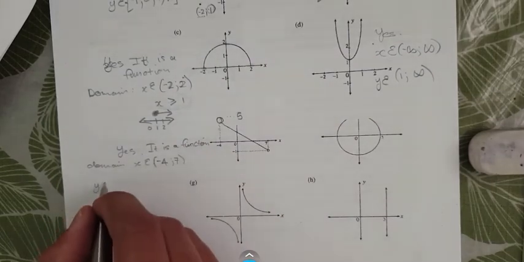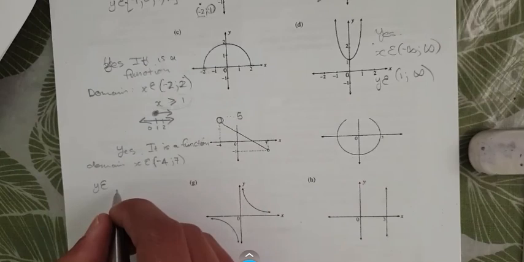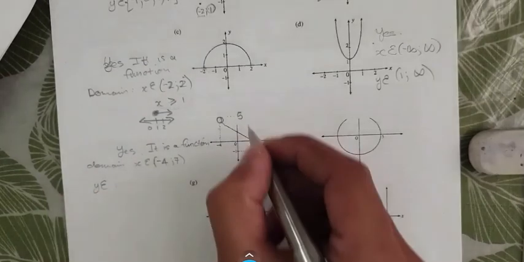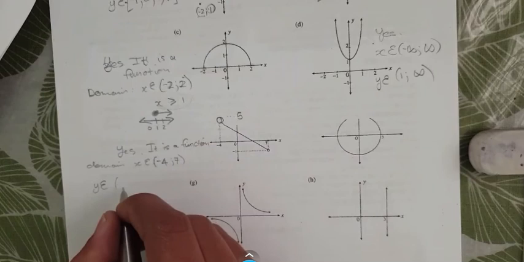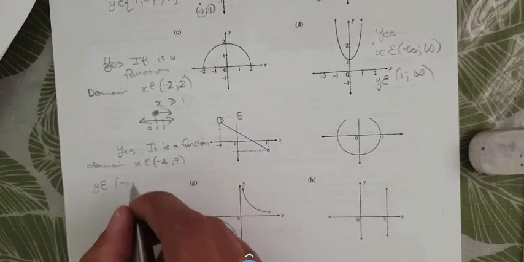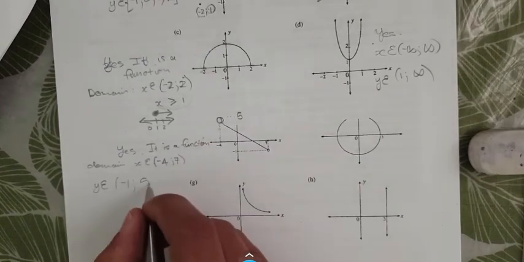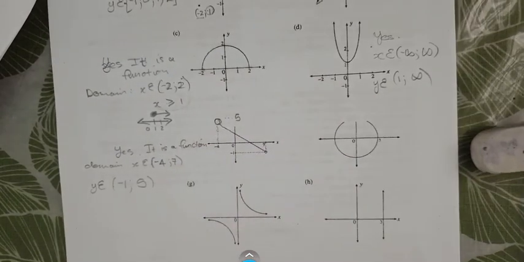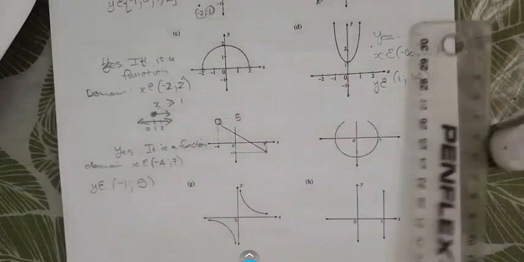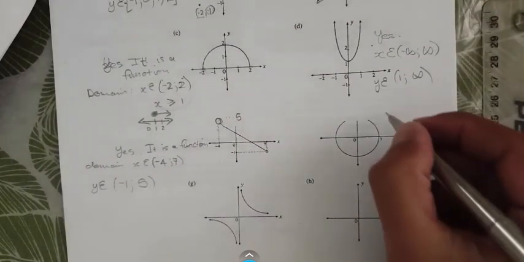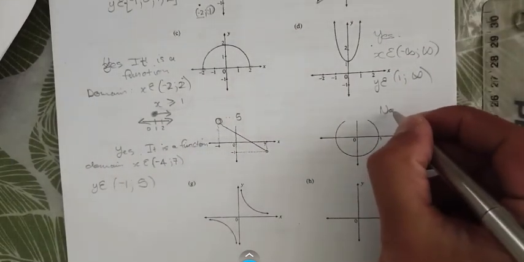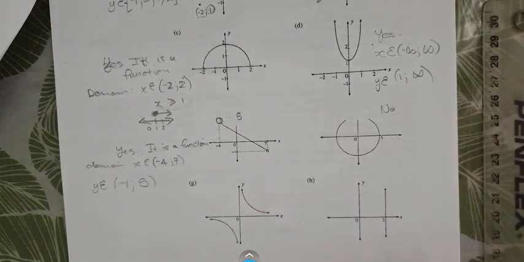Alright, now we do the y. This is the range, so the range is going to be from where? -1 until 5. Alright, so this thing is a circle, and a circle is not a function. Okay, not a function.